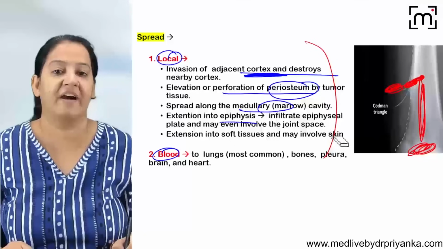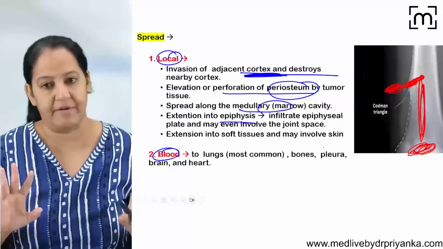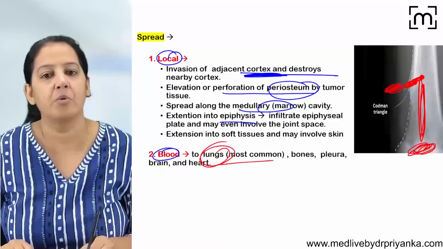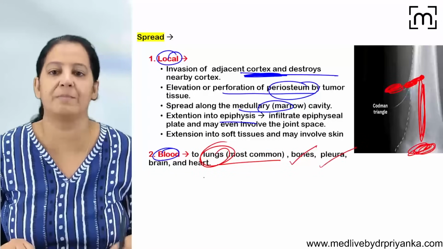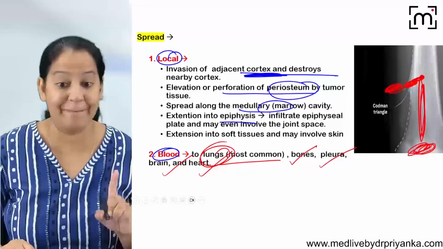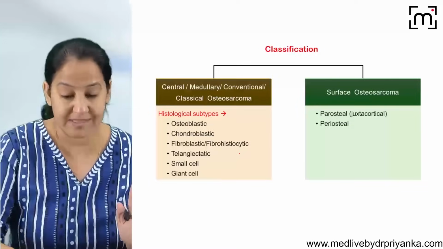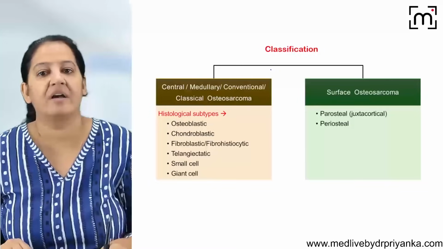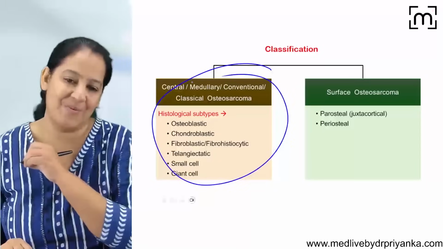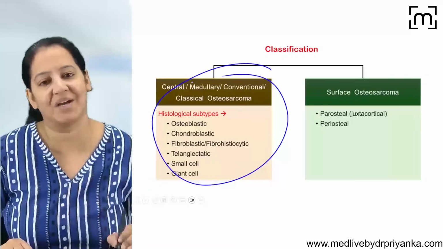And the blood spread, via blood it goes to any organ. Most commonly, it goes to the lung, but it can go to other bones, pleura, brain, and heart also. It's a malignant, dangerous tumor. Prognosis is usually poor. So we are done with the central osteosarcoma, that is medullary, conventional, or classical osteosarcoma.